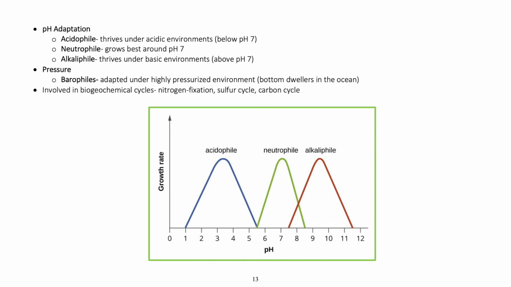pH adaptation. Acidophile. Thrives under acidic environments below pH 7. Neutrophile. Grows best around pH 7. Alkalophile. Thrives under basic environments above pH 7. Pressure. Barophiles. Adapted to highly pressurized environments, bottom dwellers in the ocean. Involved in biogeochemical cycles: nitrogen fixation, sulfur cycle, carbon cycle.